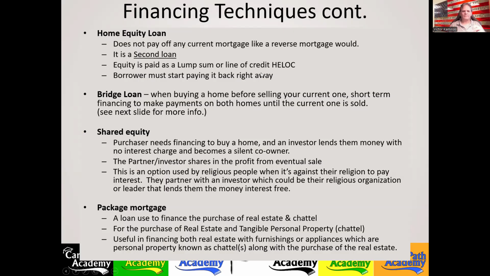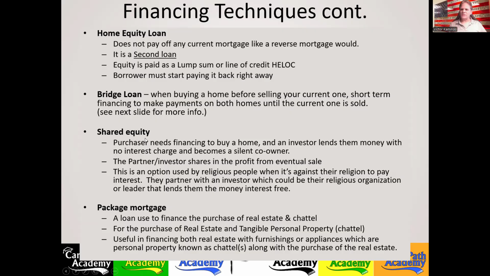Then you have it is a type of second loan. And you could get that money paid out in a lump sum or over a period of time, like a home equity line of credit. It could give you a credit card and you could spend that equity as you like. And the borrowers must start paying it back right away, though. Bridge loans, well, that's short-term financing, when you're buying one home before the sale of your existing home, to help you swing the payments on both loans in the interim.